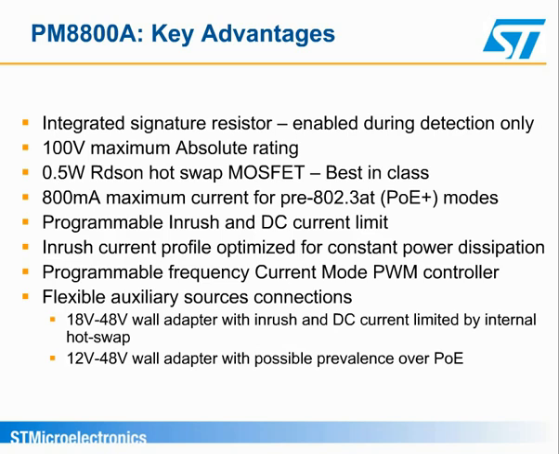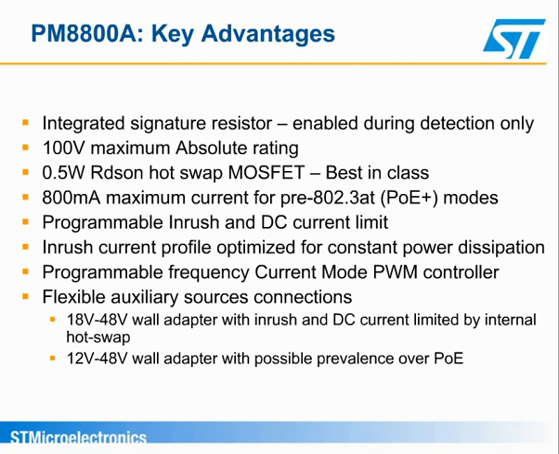The level of integration is very high, so the PM8800A integrates not only the interface and the PWM controller, but also the signature resistance. The device's technology has a 100-volt maximum absolute rating, which is especially good if there are transients on the line, which can easily reach high values. As for the integrated hot swap MOSFET, it has the lowest RDS on the market, which is especially good for low power losses.